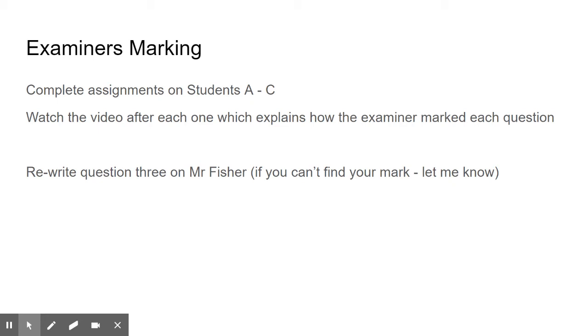I want you to rewrite your question 3 on Mr. Fisher, unless you happen to get a 7 or an 8, in which case you haven't got to. If you don't know your mark, if you can't find it, let me know and I'll share it with you. This is the Mr. Fisher that you did before half term, or was it after? Anyway, last year, sort of October, November sometime. Pause the video and come back when you've done all that.